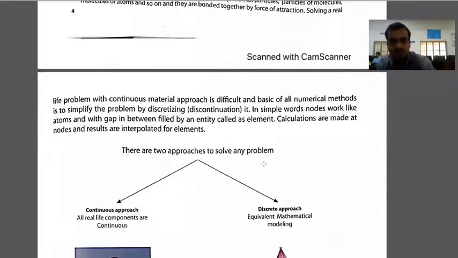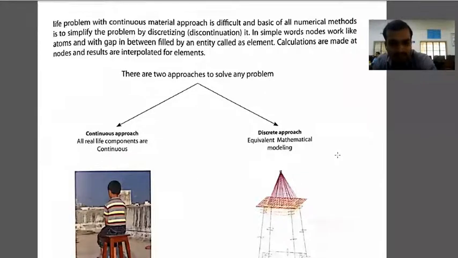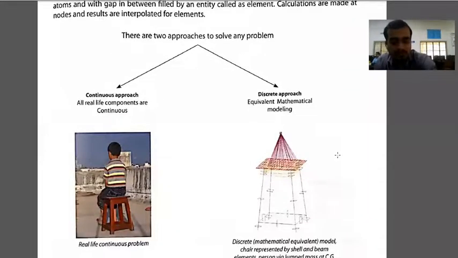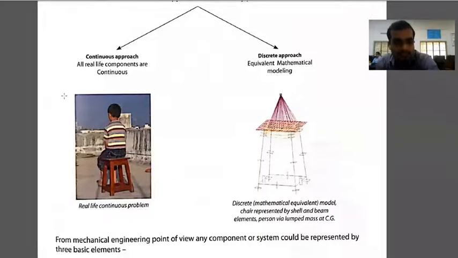Okay, so we will first see one example of continuous approach and discrete approach. This is your continuous approach, meaning this person is sitting on this chair. Now we need to convert this continuous approach into a discrete approach by considering the number of elements. Now this chair is supported by these four legs. So this leg is considered to be a beam element in your discrete problem. So there are four legs and these four supports.